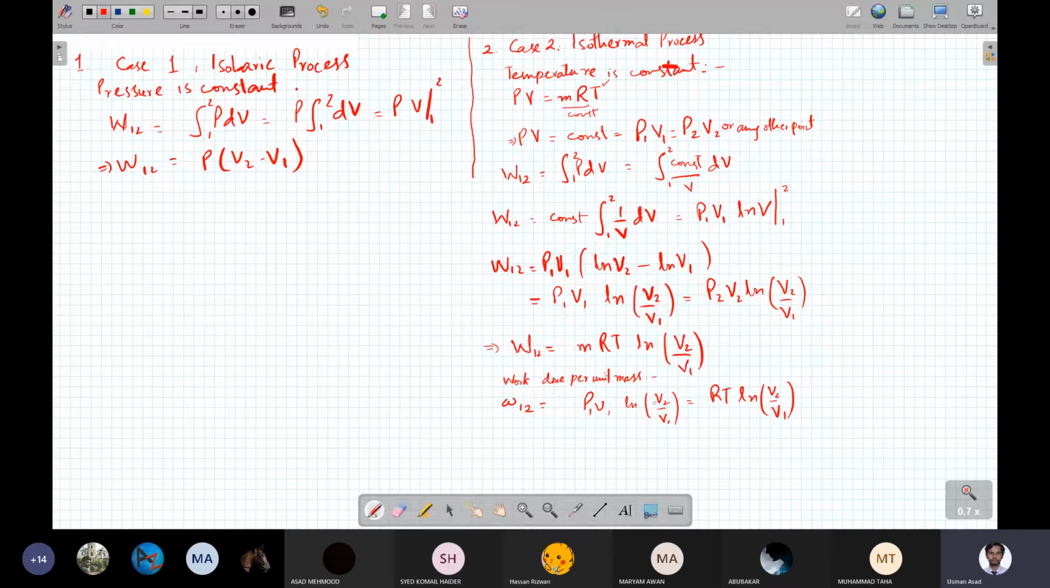Okay. If you use specific volumes instead of capital volume within this natural log, it doesn't really matter, right? Because this is just a ratio. So within this natural log, you can rewrite this as small v2 over small v1, or if you got densities, you can just write it as rho 1 over rho 2. Order बदल जाएगा. ठीक है? Is all of that fine?